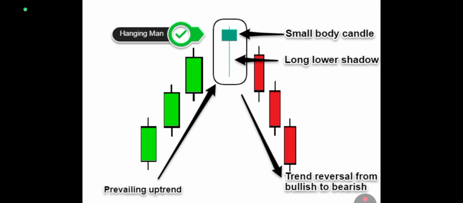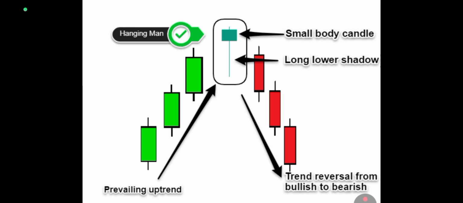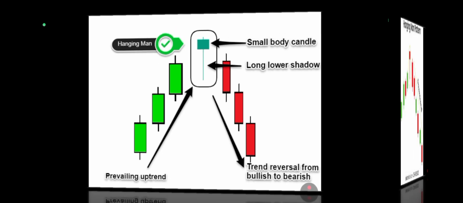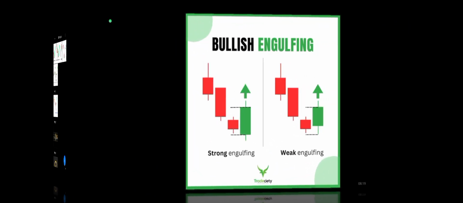It happens during an uptrend. That means the market is actually bullish. Then anytime the market is bullish in a certain place and this happens, it's signaling that the market is going to reverse to the downside. This is also another example of a hanging man. It's the same as the hammer candlestick, but the difference is the hammer candlestick happens during a downtrend and the hanging man happens during an uptrend, signaling that the market is going to come down.